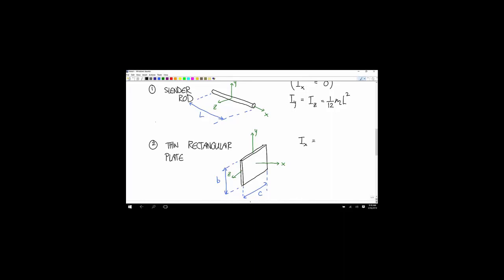Okay. So about the x-axis, mass moment of inertia is 1/12 times the mass times the quantity b squared plus c squared.